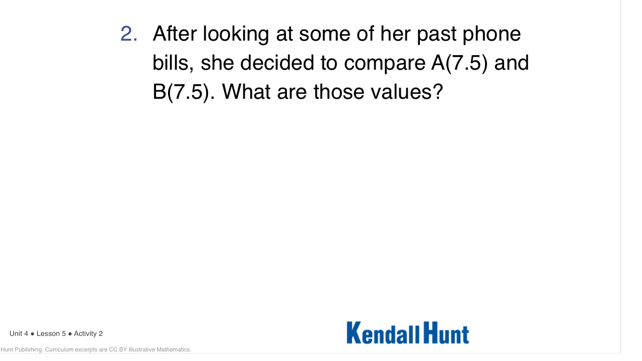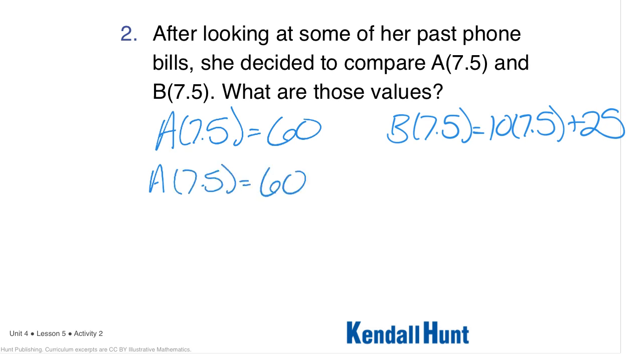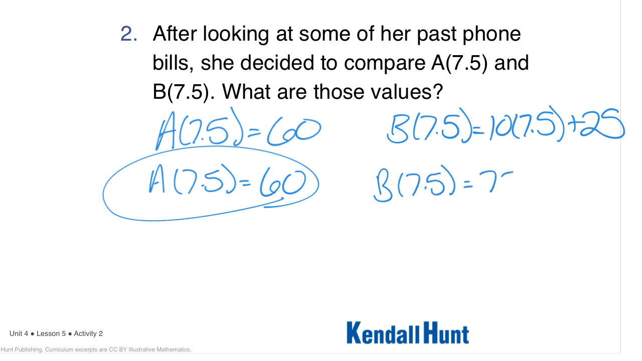Number 2, after looking at some of her past phone bills, she decided to compare A of 7.5 and B of 7.5. It looks like she must have used about 7.5 gigabytes over the allotted 2 gigabytes. So this would be A of 7.5. From that function, we know that's going to equal 60. B of 7.5 is going to equal 10 times 7.5 plus 25. So for plan A, again, no matter what, she's always going to be paying $60. For plan B, if she went 7.5 gigabytes over, she would be paying a total of $100.